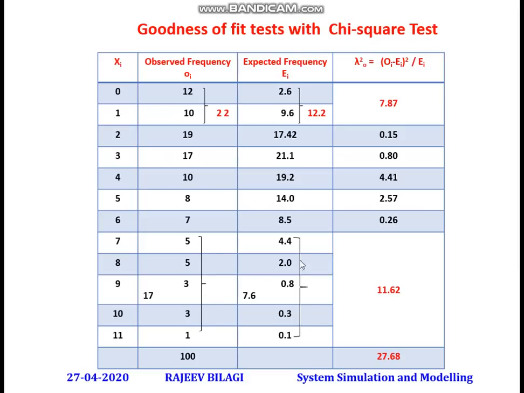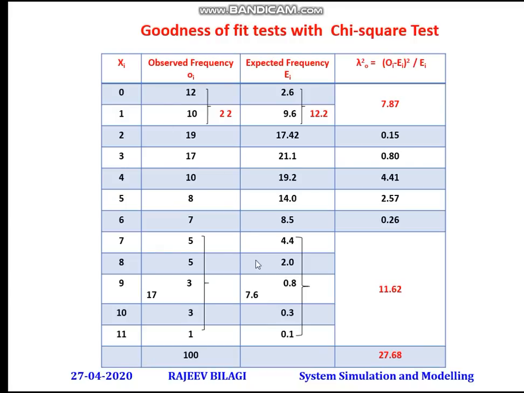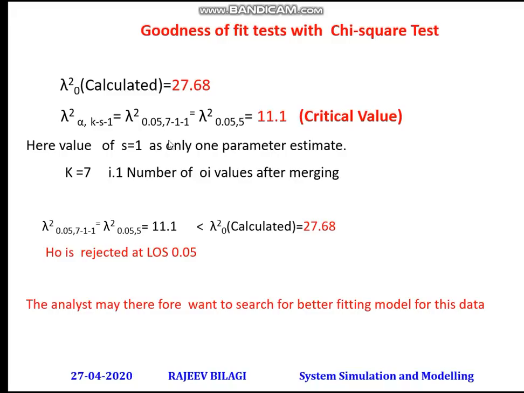Now after adding all these values, you are getting, for the value of 17 here, 17 minus 7.6, that is (Oi minus Ei) whole squared divided by Ei. If we calculate this, you are going to get 11.62. So now after calculating all this, sigma of chi-square naught is equal to 27.68. Now that is your calculated value.